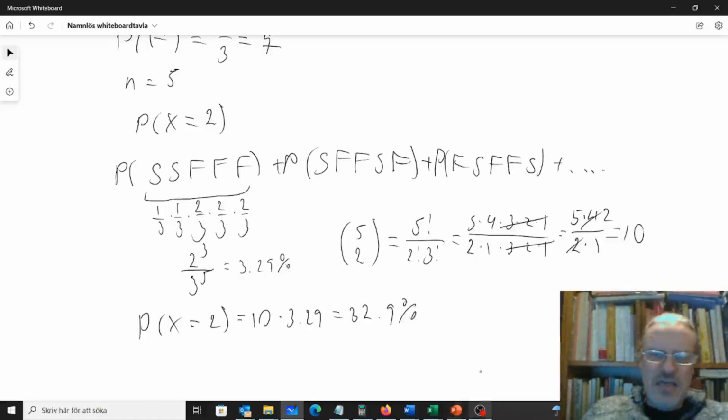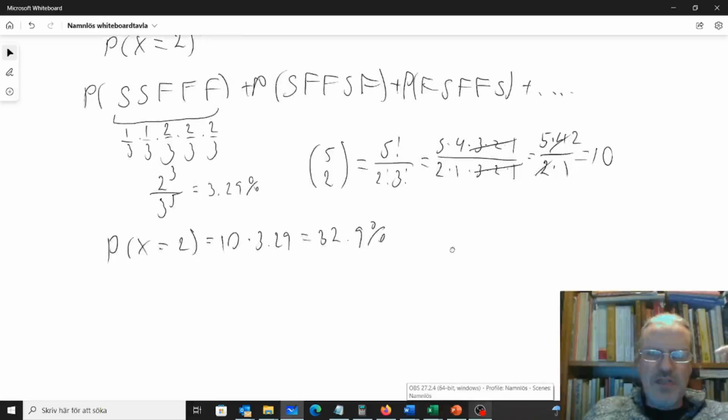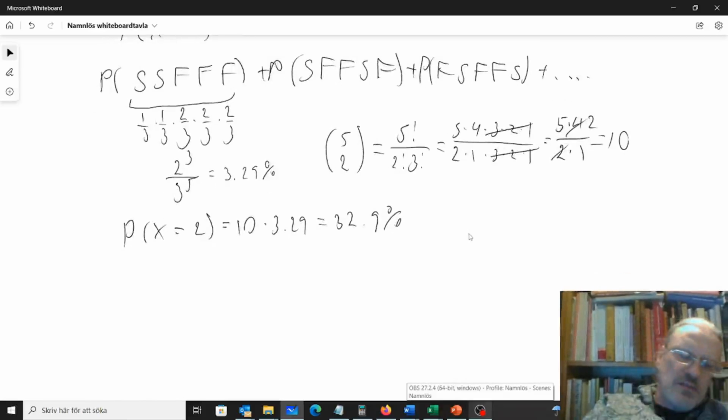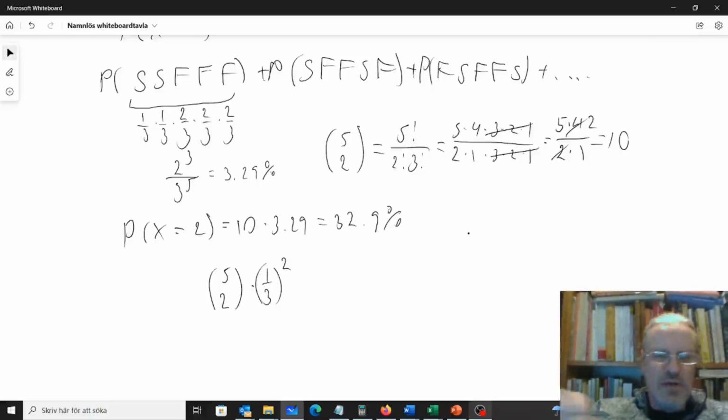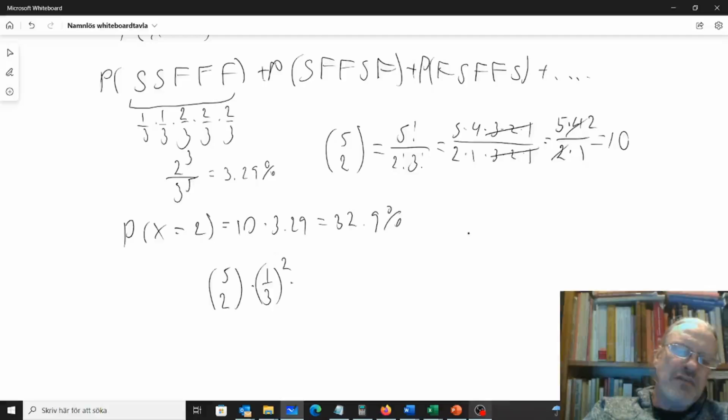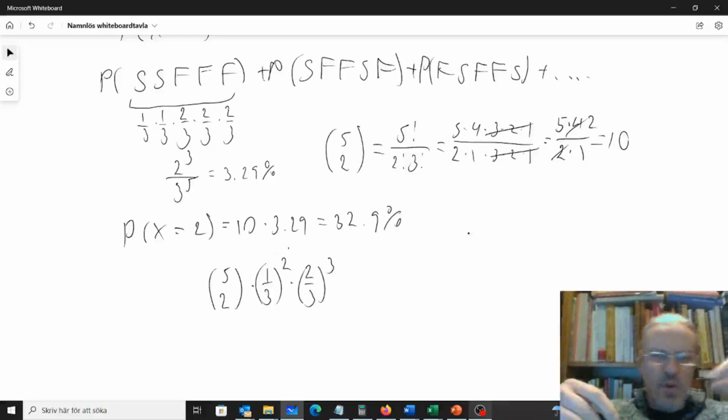This we can generalize. We can basically look at what we did here. We can write first what we actually did. We have taken 5 choose 2 times the probability to get a success twice, that will be 1/3 to the power of 2, times the probability to get a fail, that is 2/3 to the power of 3. Observe that these two powers always add up to the first number here. And now we found that was 32.9%.